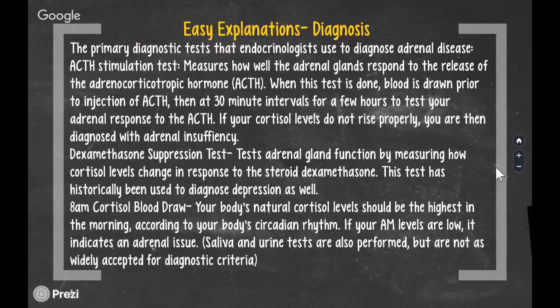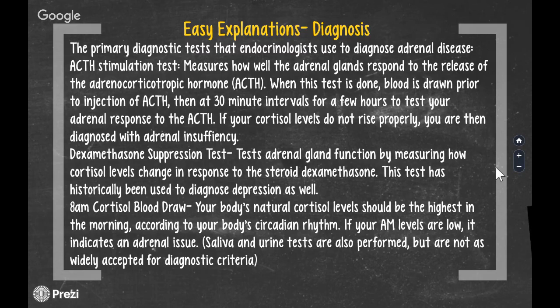Easy explanations. Diagnosis. The primary diagnostic test that endocrinologists use to diagnose adrenal disease is the ACTH stimulation test. This test measures how well the adrenal glands respond to the release of the adrenocorticotropic hormone, ACTH. When this test is done, blood is drawn prior to the injection of ACTH, then at 30-minute intervals for a few hours to test your adrenal response to the ACTH. If your cortisol levels do not rise properly, you are then diagnosed with adrenal insufficiency.